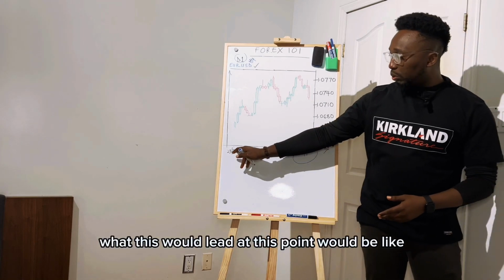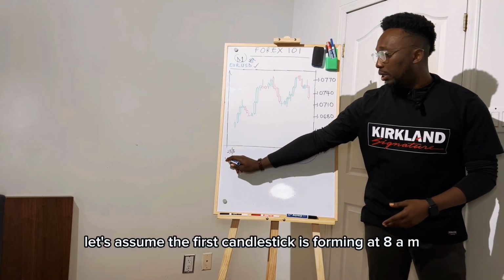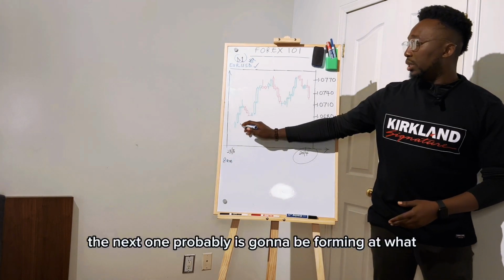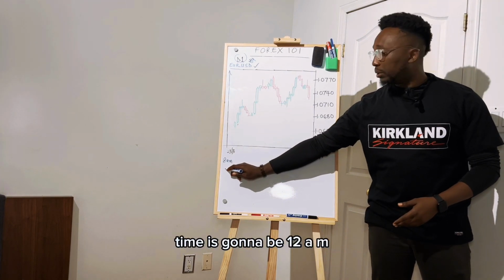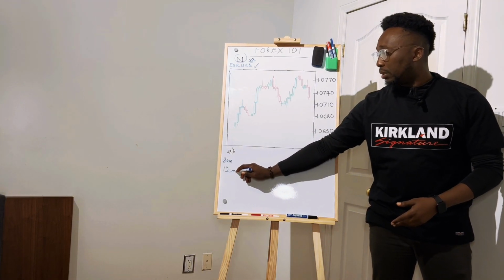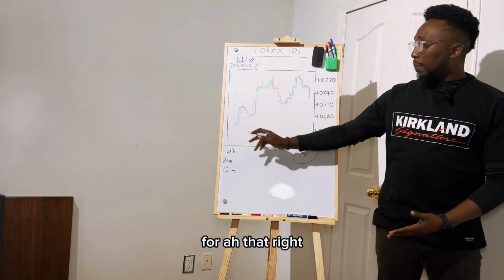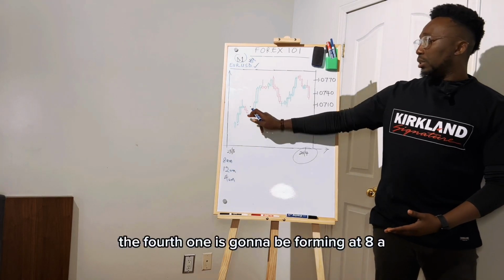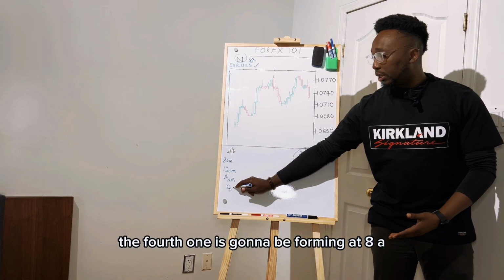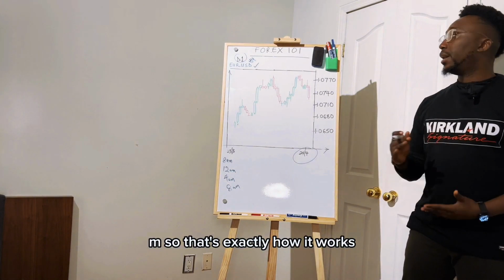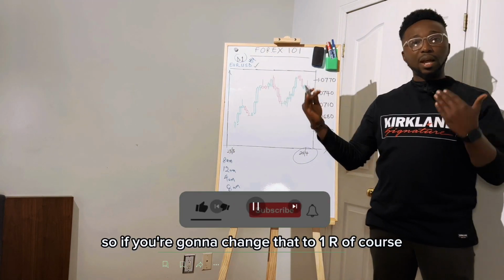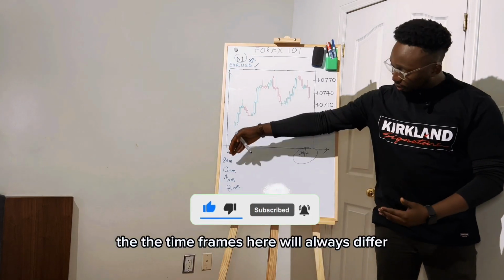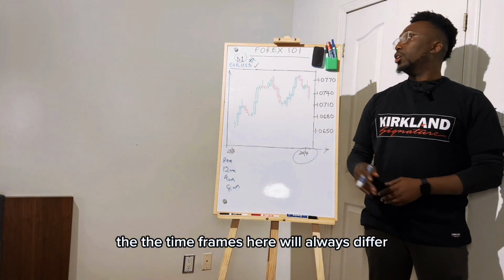So basically what this would read at this point, let's assume the first candlestick is forming at 8 a.m. The next one is going to be forming at what time? It's going to be 12 a.m. 4-hour gap, right? The third one is going to be forming at 4 a.m. The fourth one is going to be forming at 8 a.m. So that's exactly how it works. If you're going to change that to 1 hour, going by what I've explained, you should be able to understand that the time frames here will always differ. So that is that for the time.